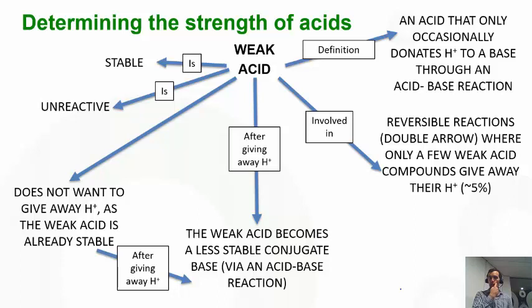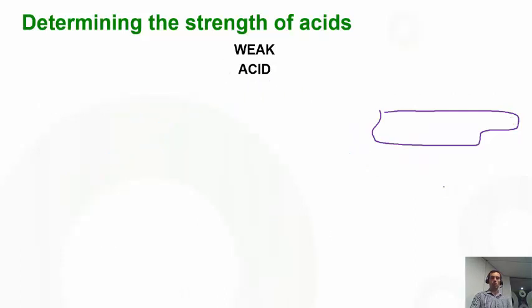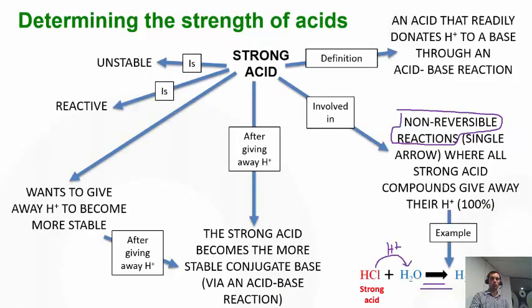So a good way to pick out where you have a weak acid is the fact that the reaction will be shown as a reversible one. So you're going to have that double-headed arrow indicating that the reaction can go in either direction. In terms of the weak acid being converted into the form where it's giving away its H+, this will happen about 5% of the time. So if we go back to the previous slide, we saw that the strong acid, those compounds gave away their H+ 100% of the time.